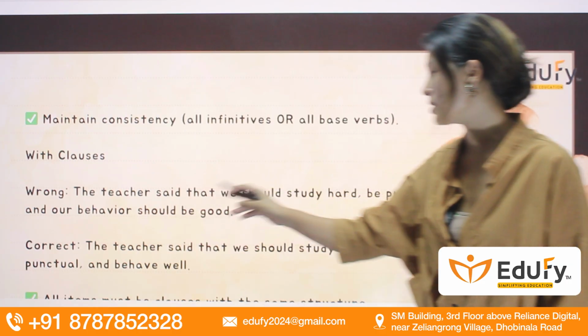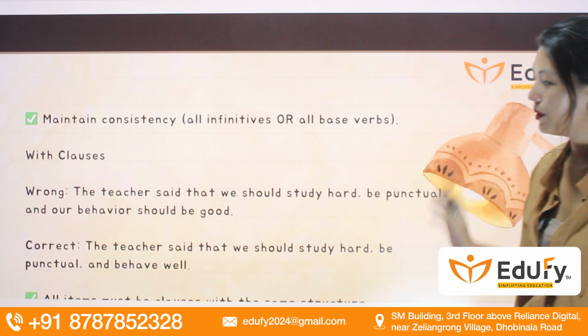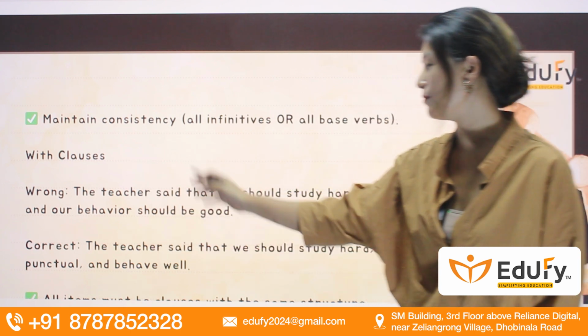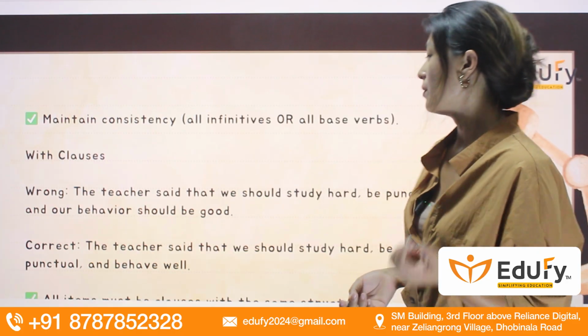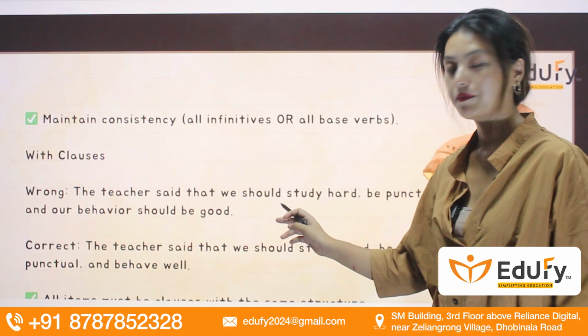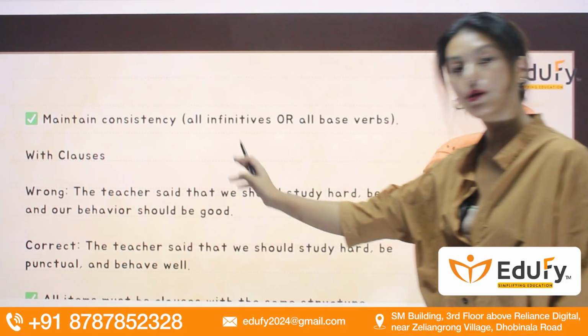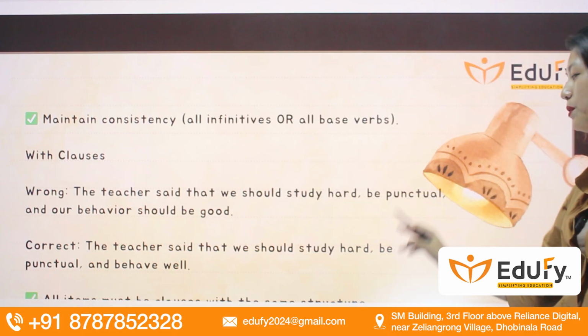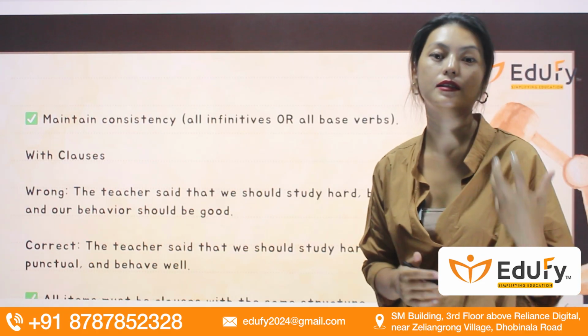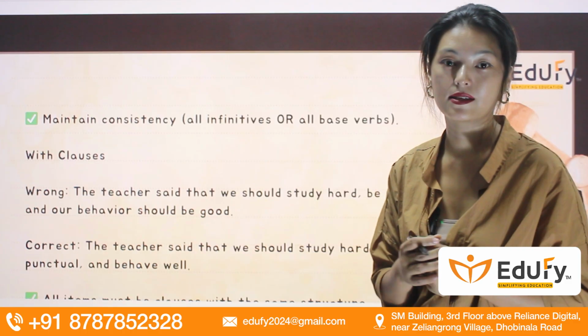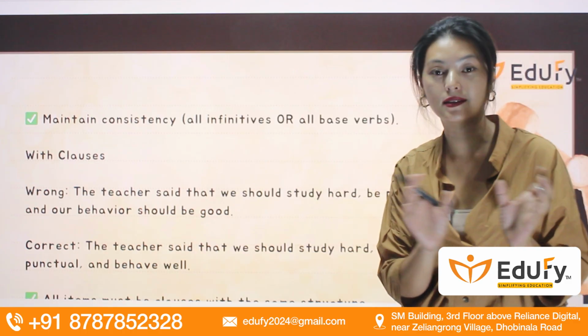If I say, the teacher said that we should study hard, be punctual, and our behavior should be good. Now, there's a lot of problems here. Said that we should study, right? Another one, should be good, but then again we have be punctual, right? So should and be, there is a problem here within the sentence. That means there is no balance in the sentence.